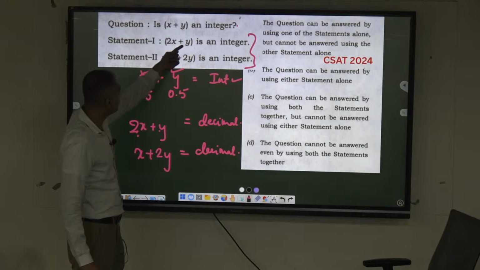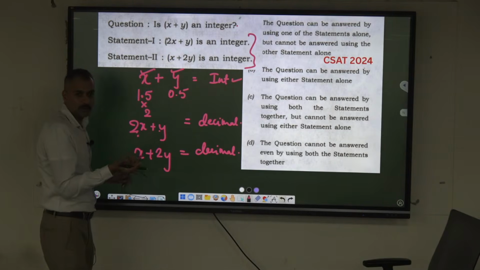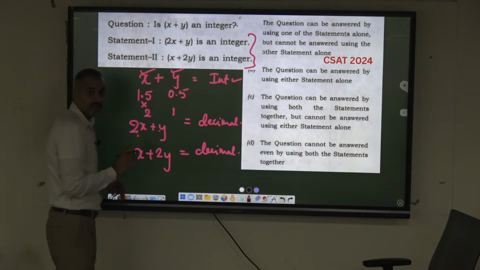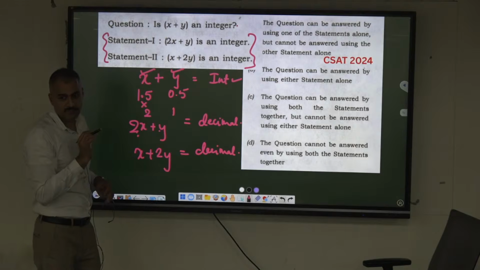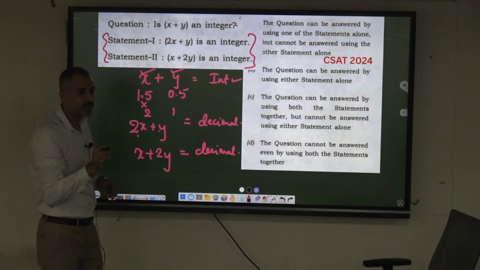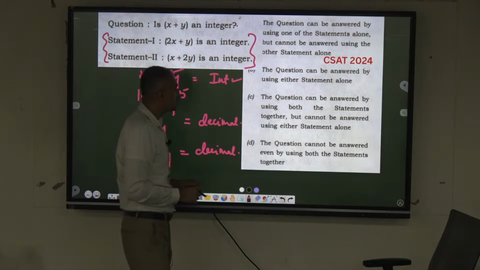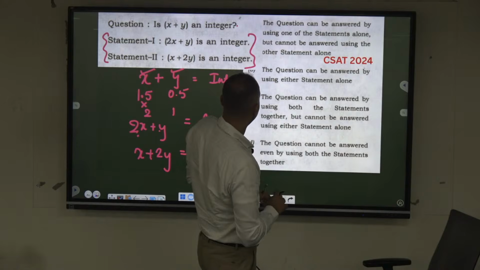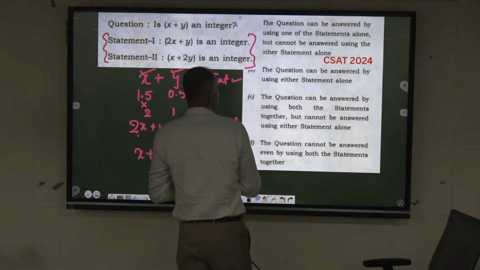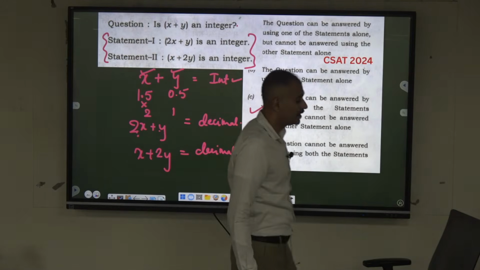He says 2x plus y is an integer, meaning x can't be 1.5. It has to be 1, or 2. In this case also it has to be 1. So we have to make use of both the statements. x as well as y are integers, and the sum of those two integers has to be an integer. So how many statements are used? Can the question be answered by using one of the statements? No. The question can be answered by using both the statements together, but cannot be answered using either statement alone.